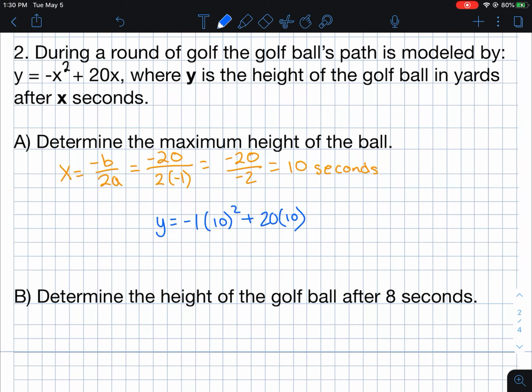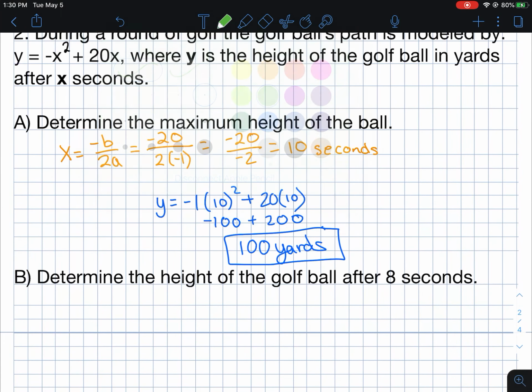So 10 squared is 100. So I have -100 plus 200 gives me 100 yards. So that is how far it's in the air, not that it went 100 yards distance-wise. It means from the ground, it's 100 yards in the air.